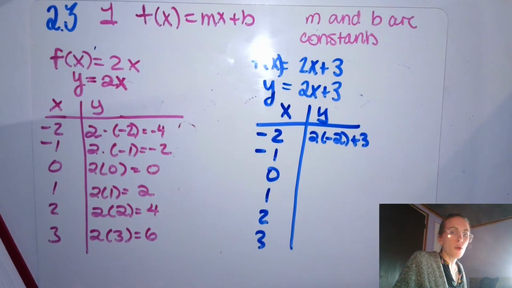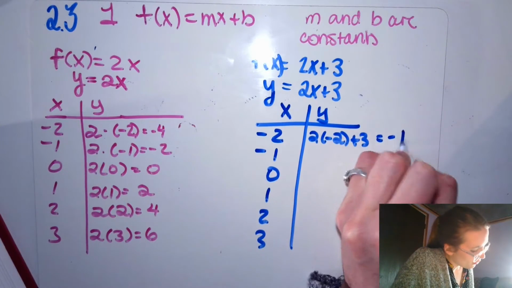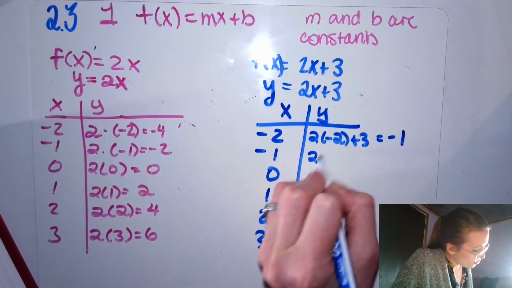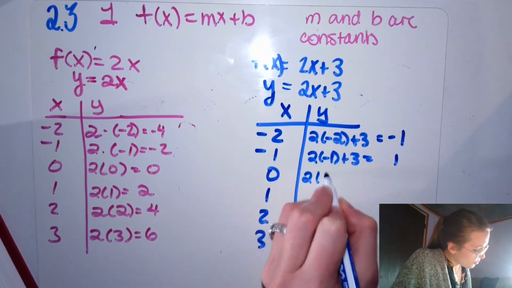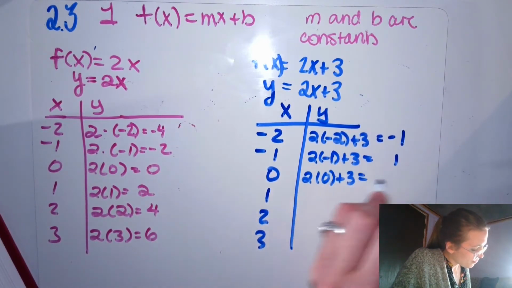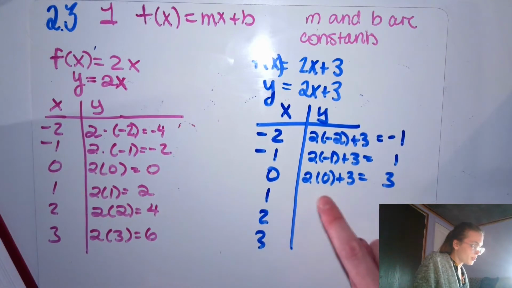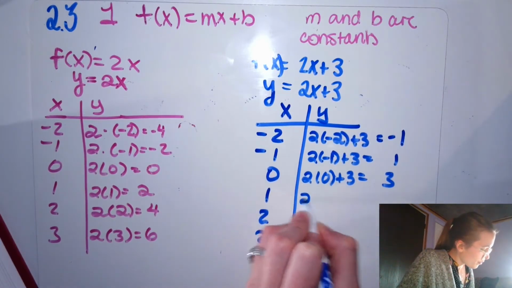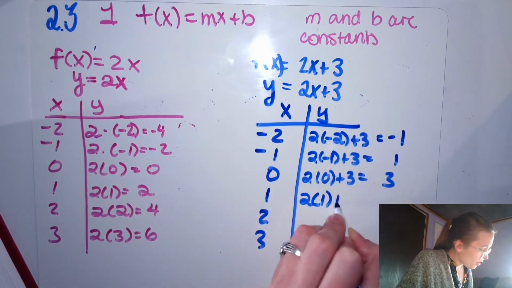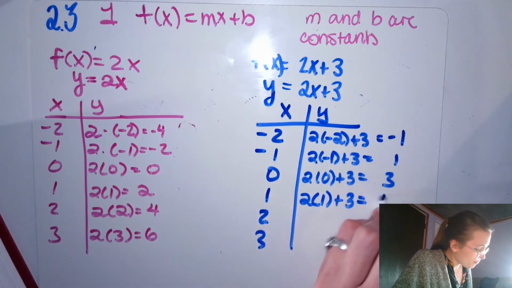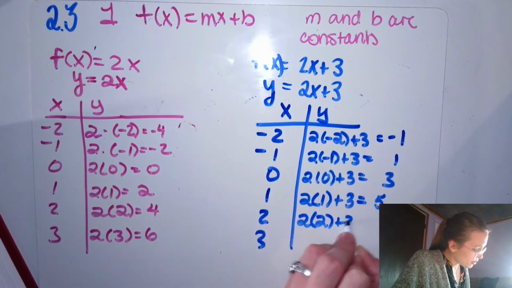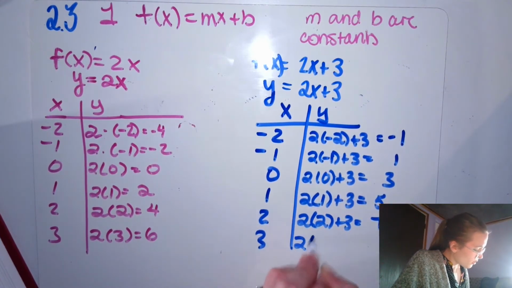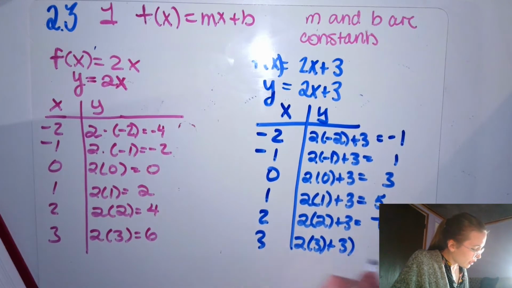So we'll get 2 times -2 plus 3. So -4 plus 3, -1. Here, 2 times -1 plus 3, +1. 2 times 0 plus 3, 3. Right, 2 times 0, 0 plus 3, 3. Okay, 2 times 1 plus 3, 5. 2 times 2 plus 3, 7. 2 times 3 plus 3 is 9.